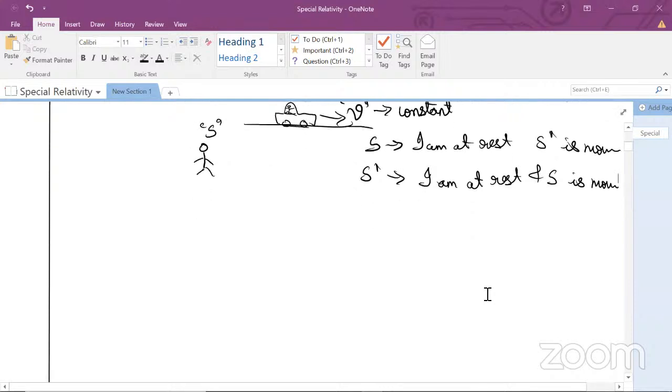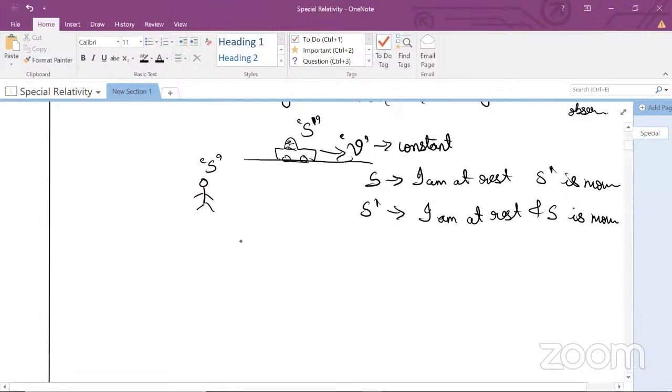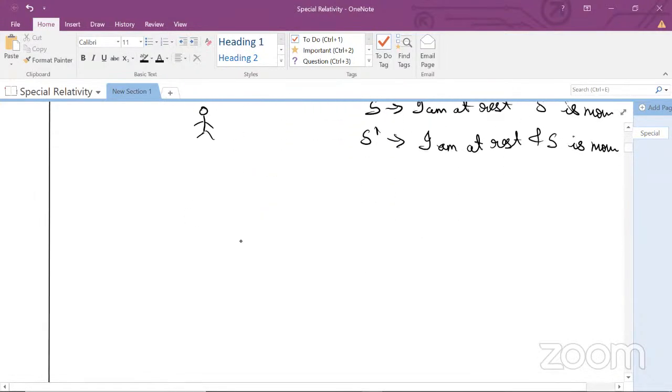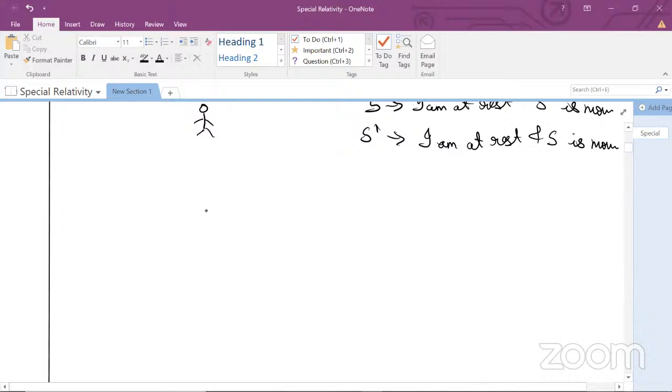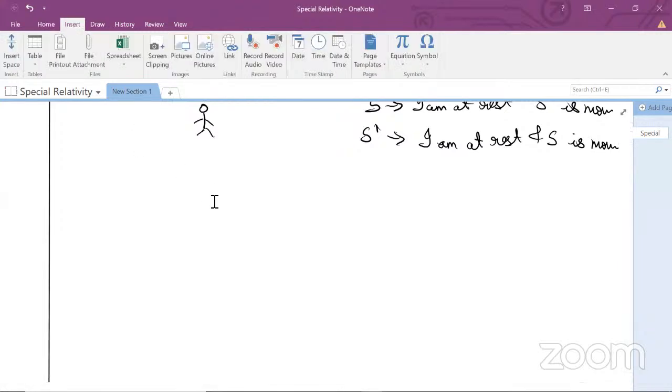How can we prove this? So there is something called Galilean relativity, which acts at low speeds. It's very simple to prove, or it's fairly easy to understand also. Let me just draw this. I'll draw a coordinate system.